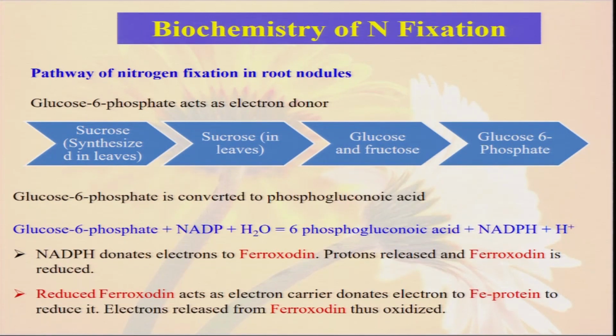The biochemistry, if we see the pathway of nitrogen fixation in root nodules: glucose 6 phosphate is very important as a source of energy. This glucose 6 phosphate acts as the electron donor. From where is the glucose 6 phosphate produced? You know, in the plant body there is sucrose. This sucrose is synthesized in the leaf. This sucrose again changes into glucose and fructose, and after that into glucose 6 phosphate. So, it is converted to phosphogluconic acid, and in the process it also donates electrons to the ferredoxin, and this ferredoxin I have already told has a very prominent role in nitrogen fixation.